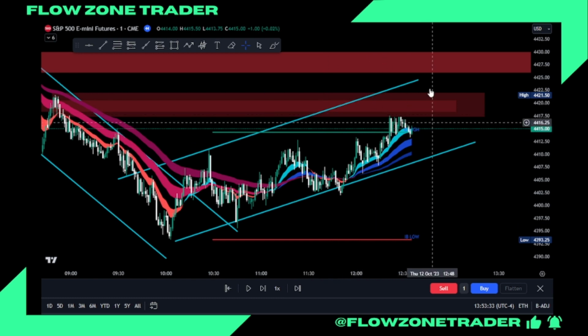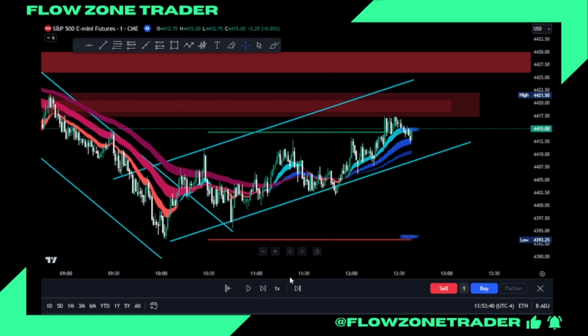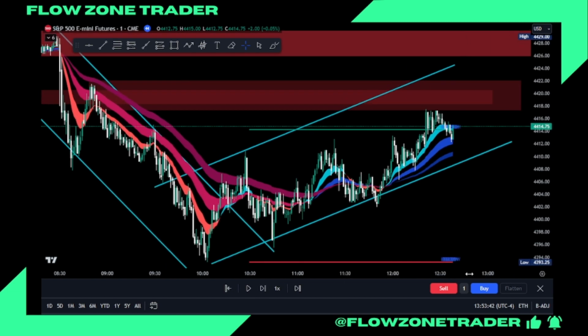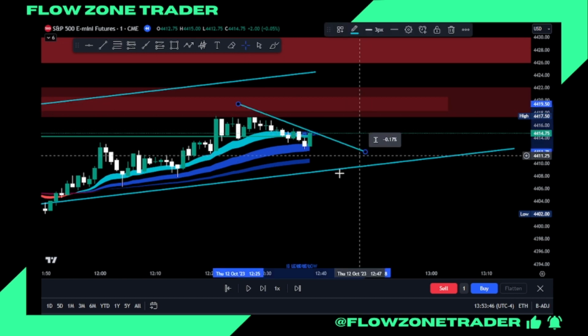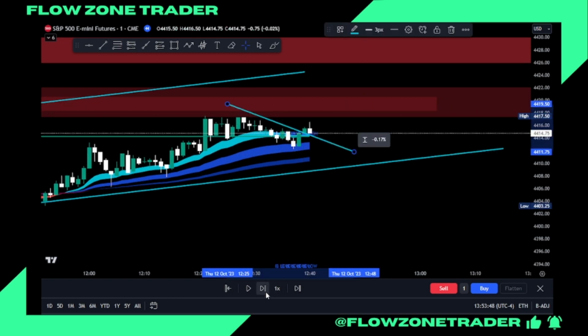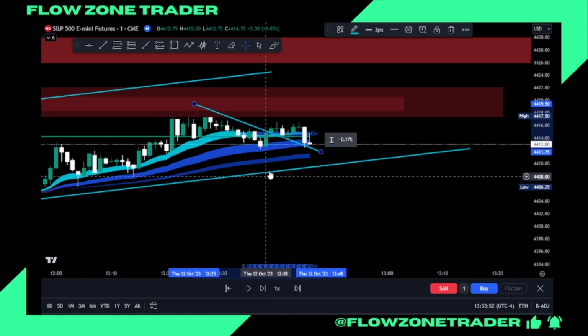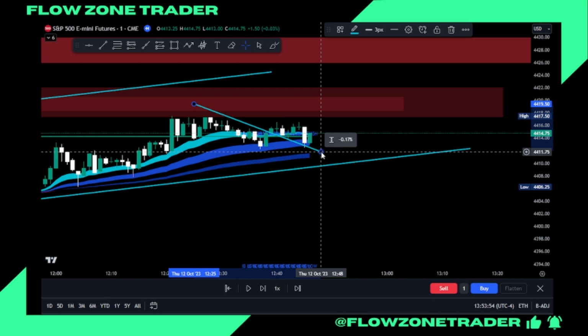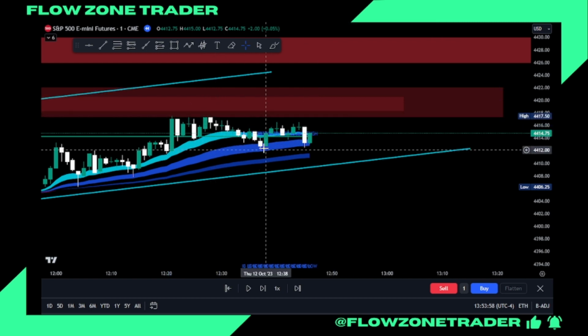So I'm interested if we can expand above it, and I'm also interested in if we can fail. But I need to have a clear fail. I'm going to zoom in a bit here for you. Okay, so we have a potential flag here, which we need to be cautious of. Okay, and that fails, so we're getting now on a 1 minute chart a lower low, lower high. We might get another lower low.